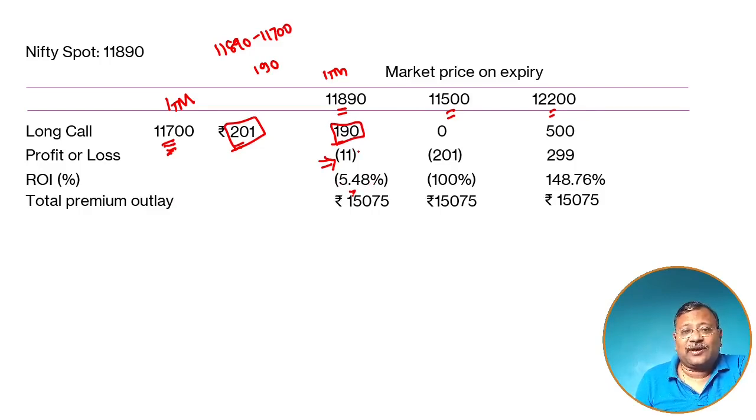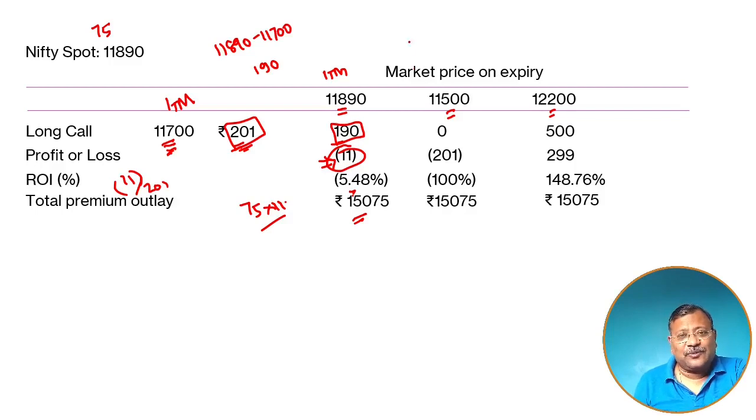It is basically what he has generated, that is negative 11 on his investment of 201. So essentially, this is 11 by 201. But remember, this is negative. And also remember that is total premium outlay. Now, we all know that Nifty trades in lots of 75. Now, if the premium is 201 per option, then the total premium outlay would be 201 into 75, that is 15,075, which means his loss in this case would be 75 units into 11 rupees. That would be his loss. But I'm not computing the total loss, I'm just computing the per unit loss.